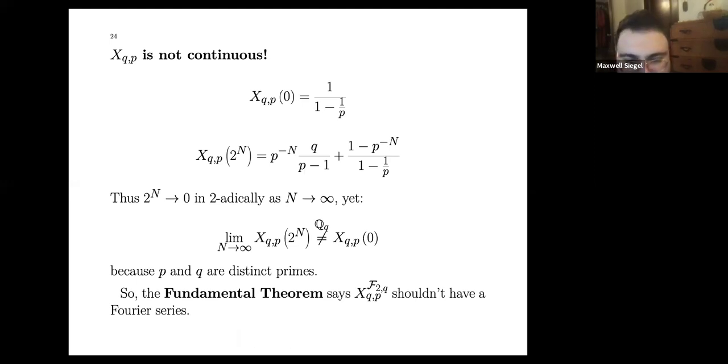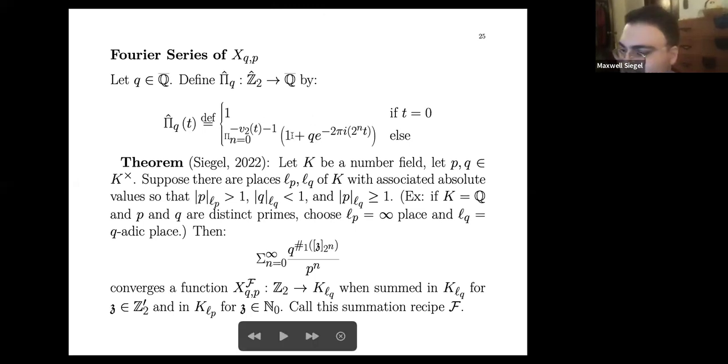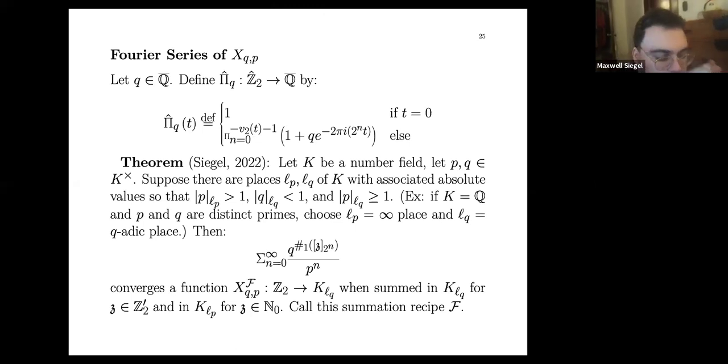According to this, the fundamental theorem would suggest that x_{q,p} of 2 ought not to have a Fourier series. However, as I showed in my dissertation, that isn't the case. To see how, we'll need some notation. Let q be an algebraic number. Then I define the function pi q hat, like so, where negative v2 of t is the exponent of 2 in the denominator of t.